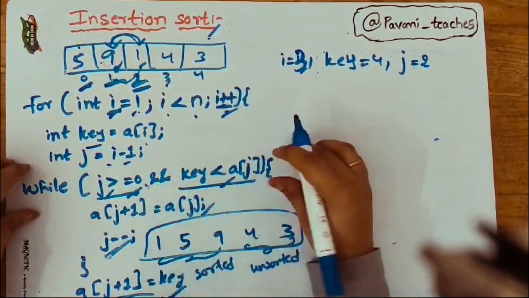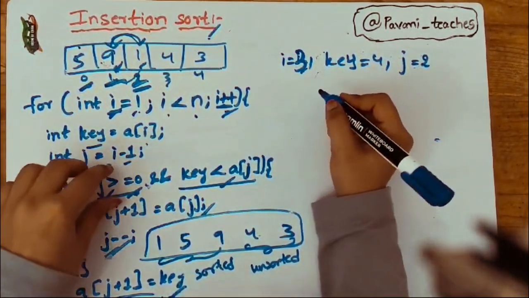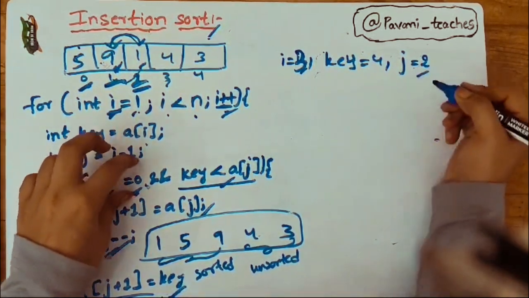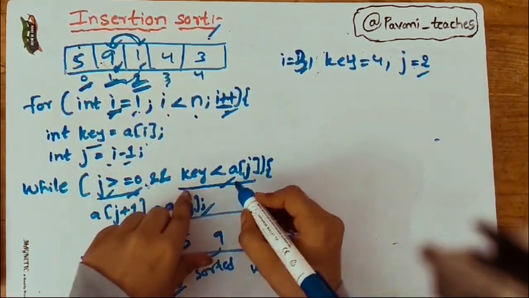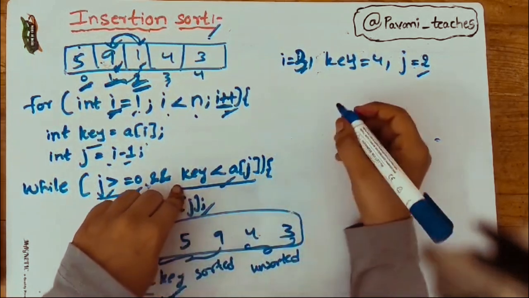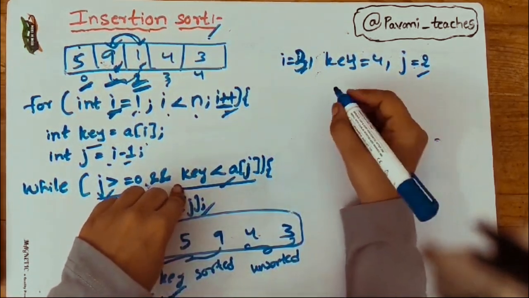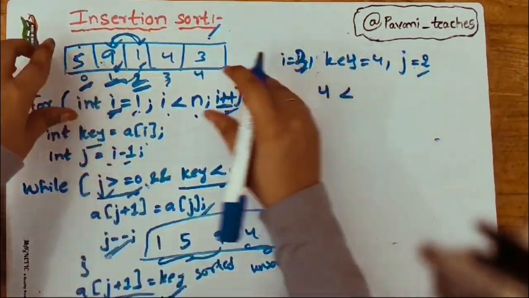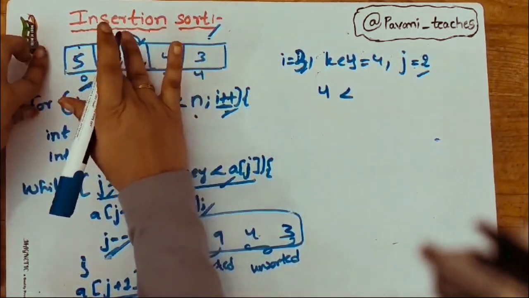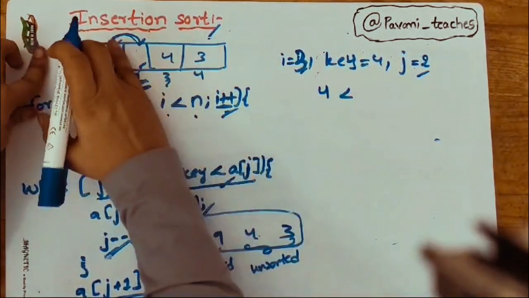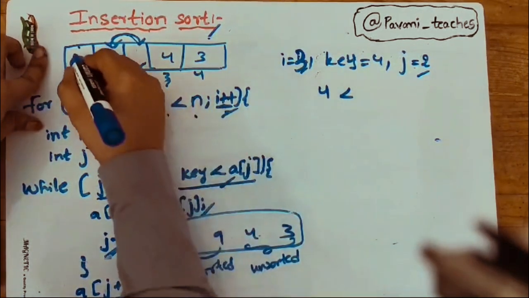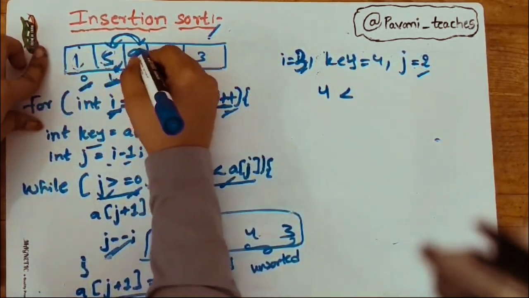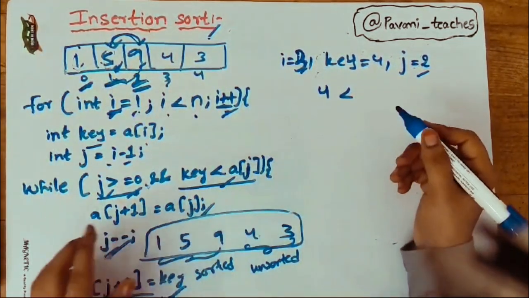Now we have to check this condition, that is, if j is greater than or equal to 0. Yes, it is greater than 0. Now we have to check this condition, that is, key is less than a of j. 4 is less than 9. Now the array, after performing the second iteration, will be like 1, 5 and 9. Okay, we have to check.